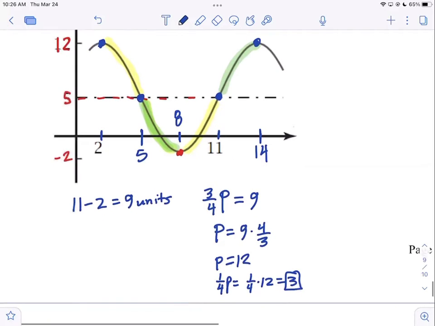Okay, so see how we did that? You're always going to be given some fraction of the period. If you can find that distance, set it equal to whatever fraction of the period you have, and solve for P, or really solve for a fourth of P. You can do it in 2 steps: solve for P, then find the fourth of P. And then you can go through and label all the way through.